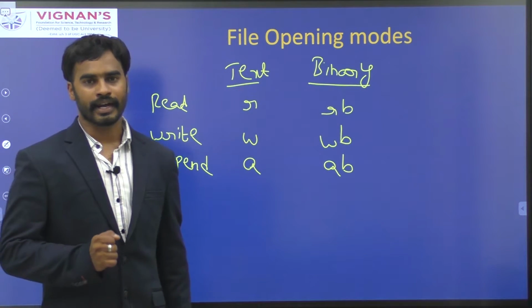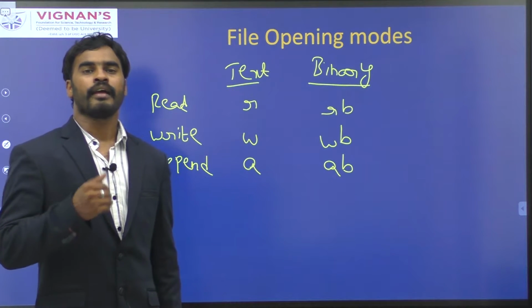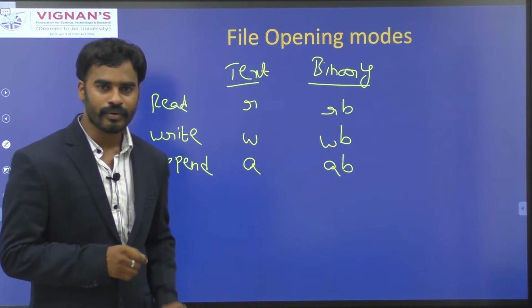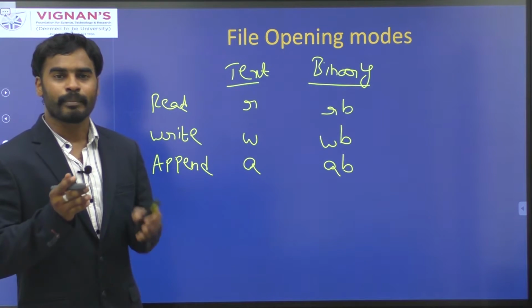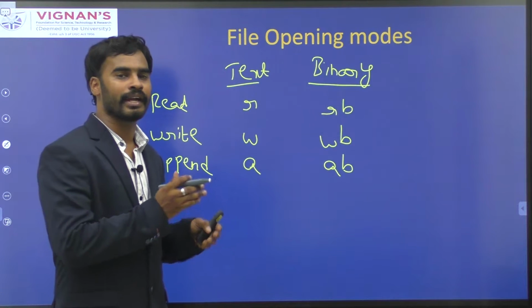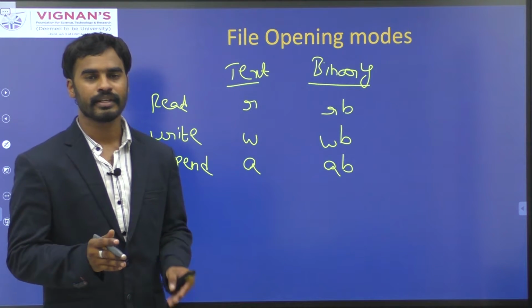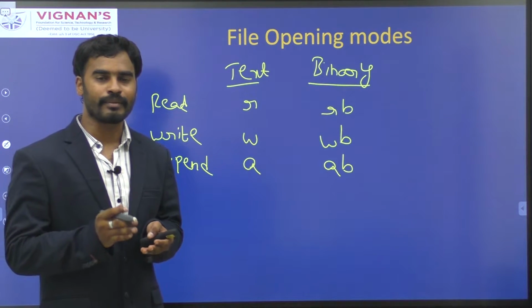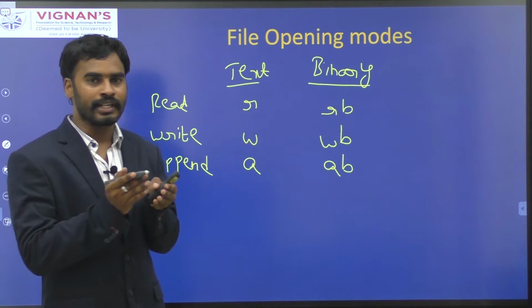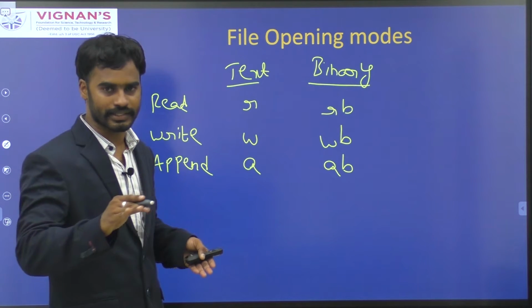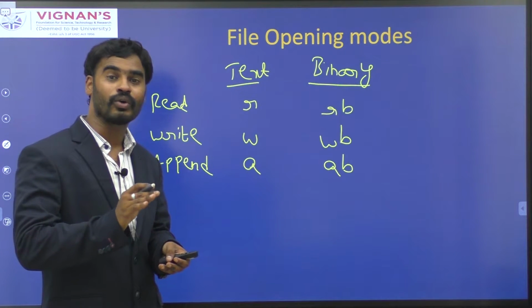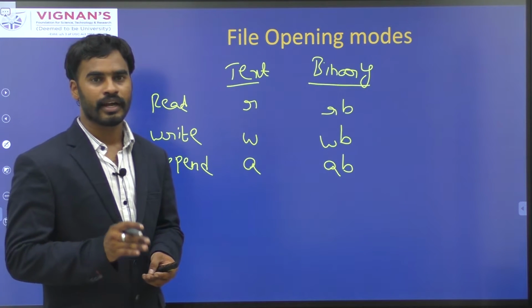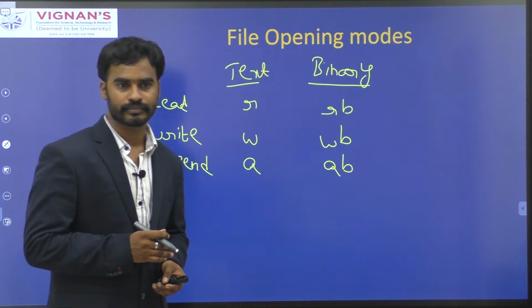The difference between write and append is, if you open the file in write mode, the previous contents will be truncated, which means all the previous data that is there in the file will be erased. Whatever data you are writing now, only that data will exist; the previous data will be erased.